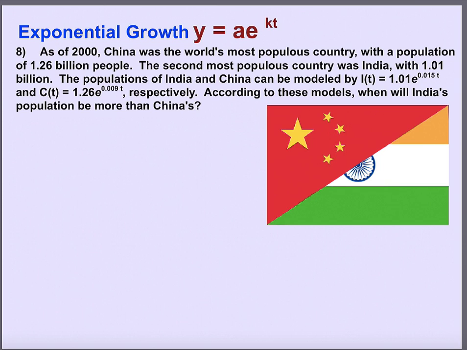This is one that we're going to handle just on the calculator. Now, the truth is we could solve this one by hand. It's not impossible. But I just want to show you a good way to do it on the calculator. And one quick thing I want to point out is we have these two numbers here that look an awful lot like percentages, 0.015 and 0.009. It's important to point out that they're not exactly percentages. That does not mean that India is growing at an annual rate of 1.5%.